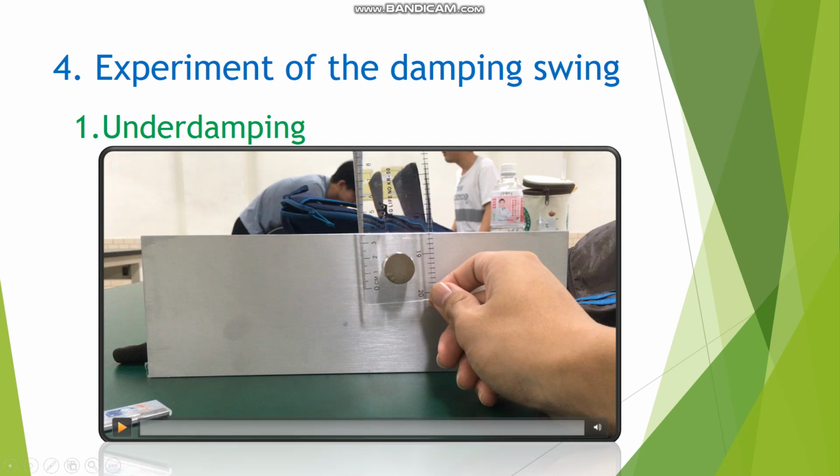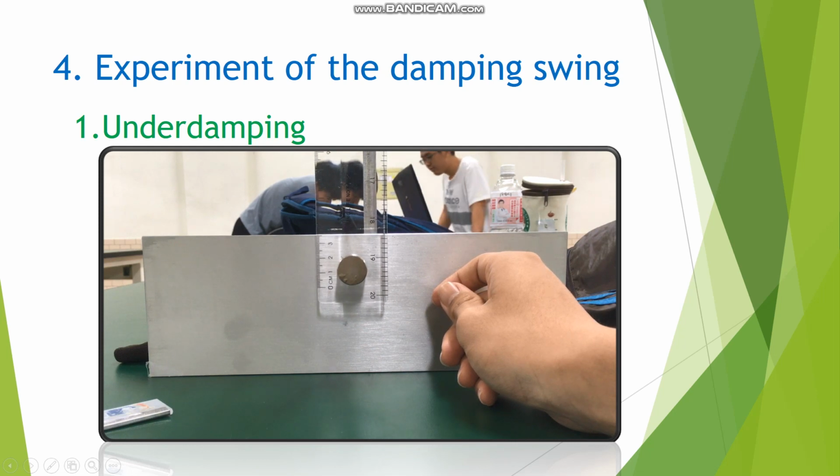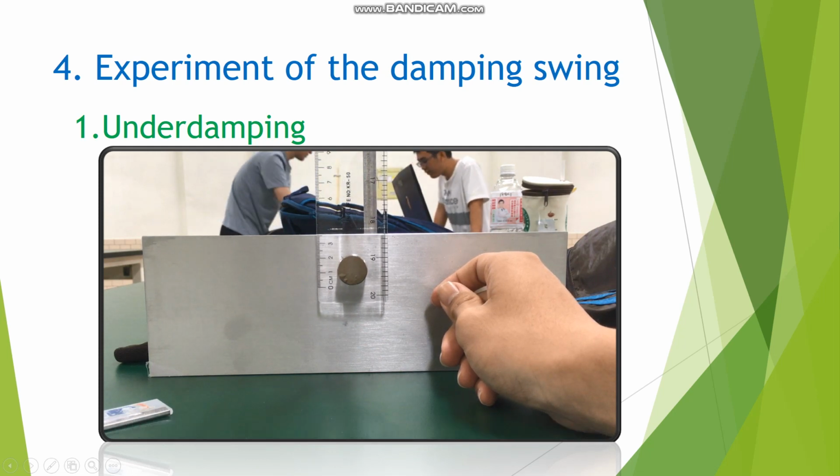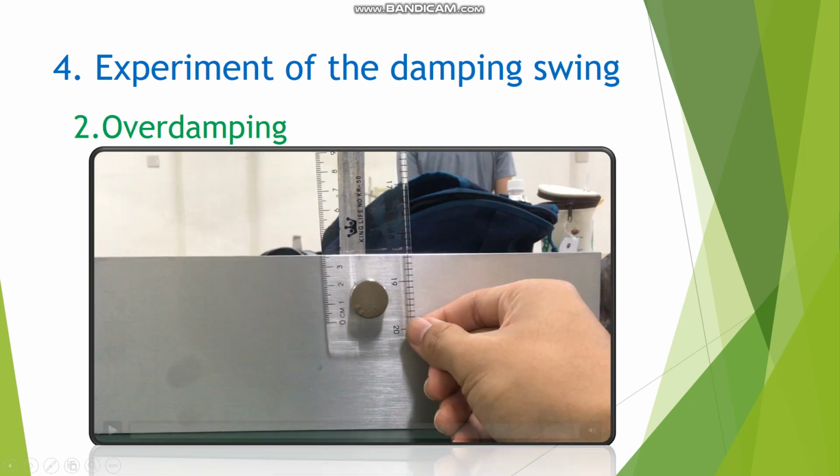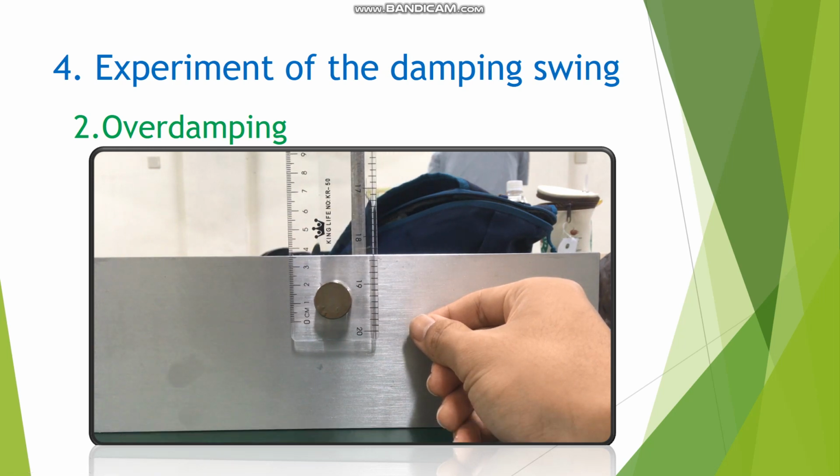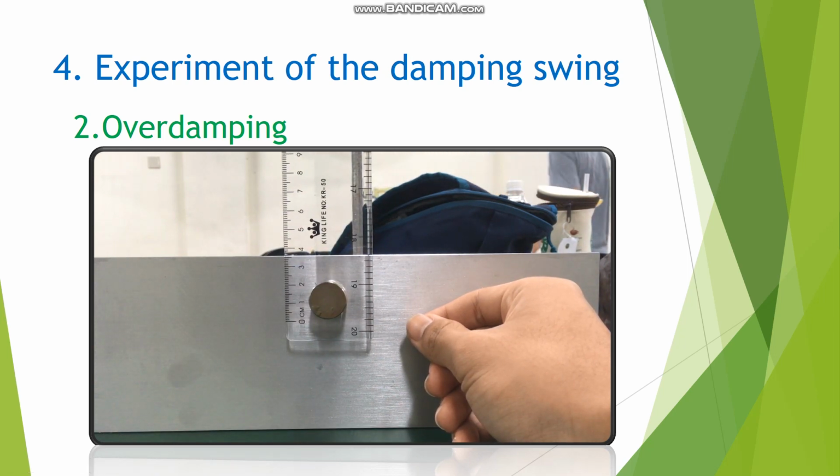It moves more slowly, but it's still underdamped, though it's closer to critical damping. And next, I increase the magnetic force again, and we can find it moves very slowly, but it becomes overdamped.